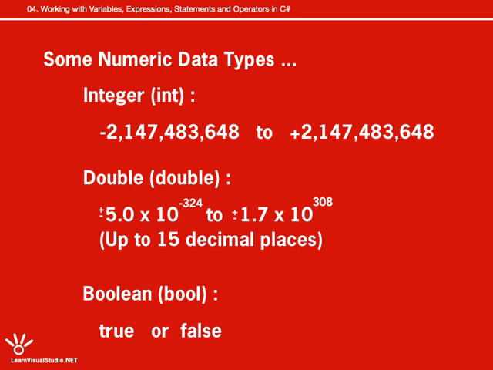Finally, we have demonstrated the use of the bool, or boolean, and that allows you to keep values that are either true or false. So we're often using those in expressions, and we'll talk about expressions near the end of this lesson. Now there are a bunch of other data types that are available, but these four will help you get a long way as you're starting out.